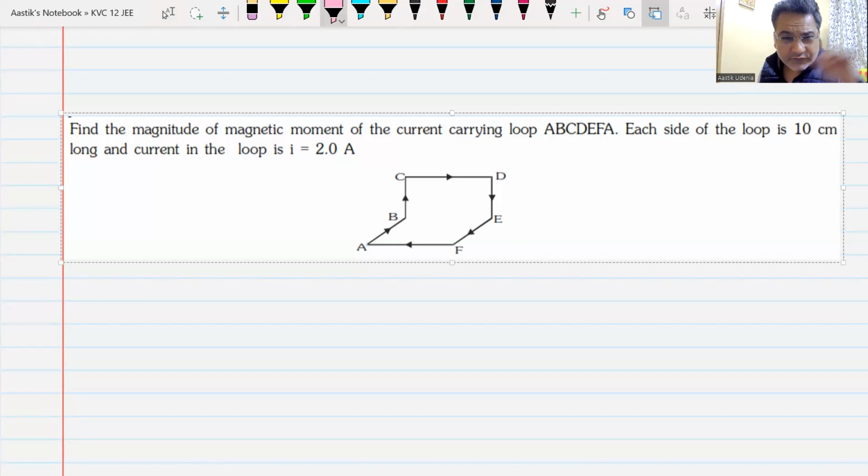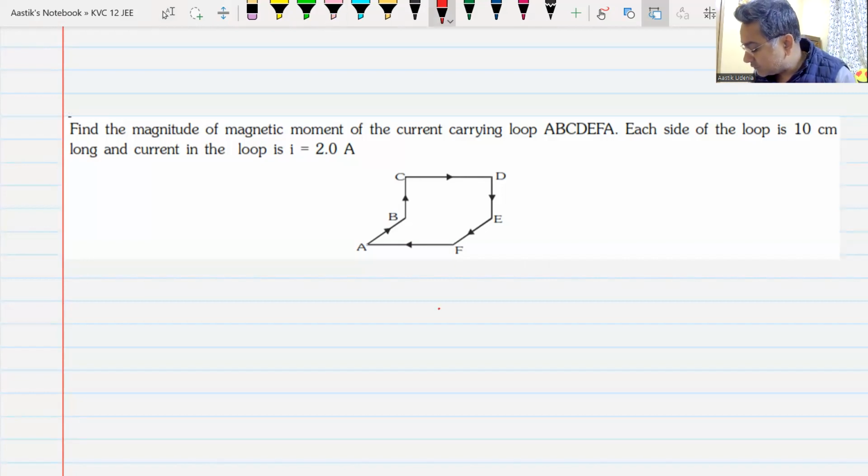It basically consists of two square loops. I hope you understand this. Yes or no?